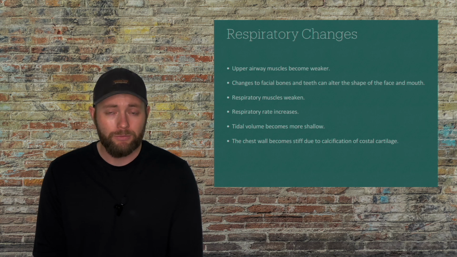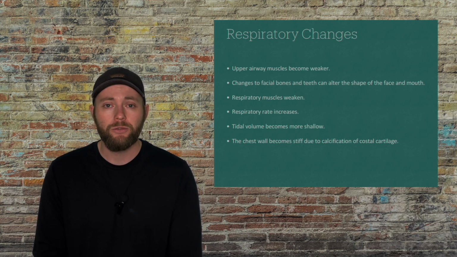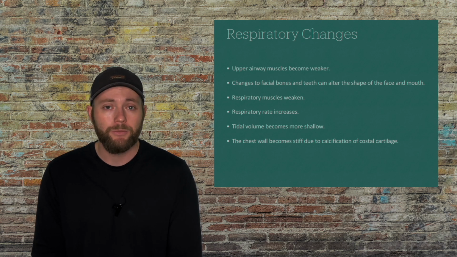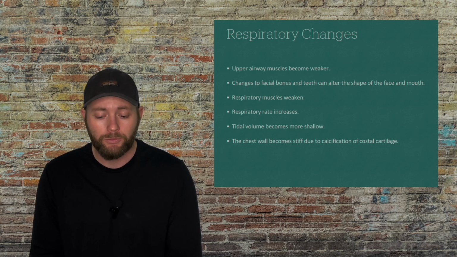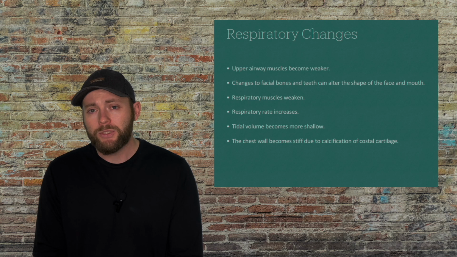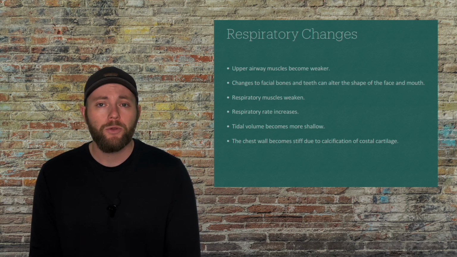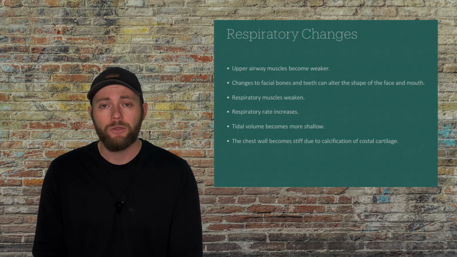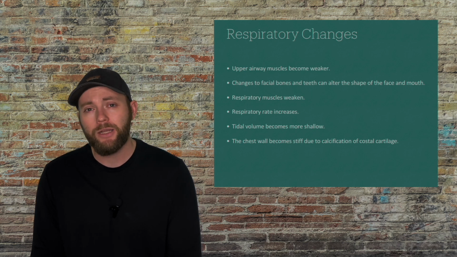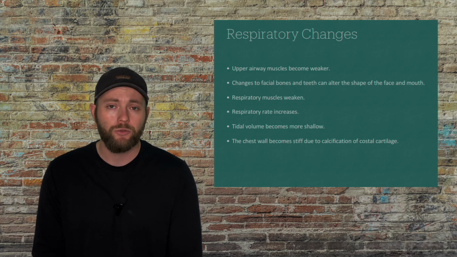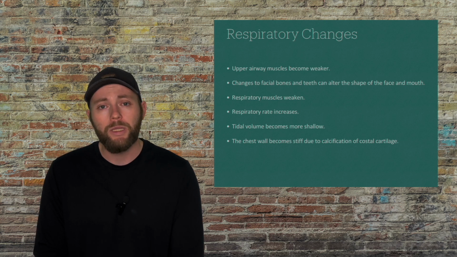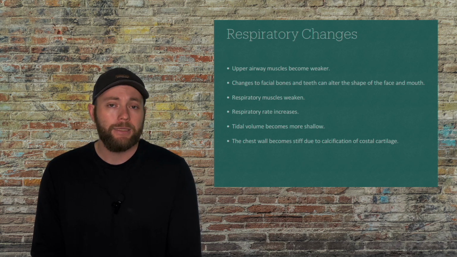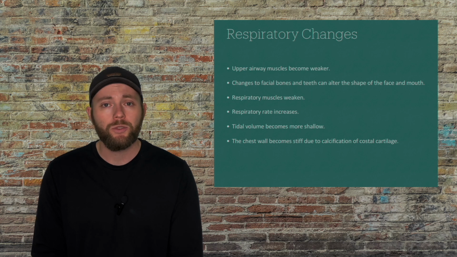So in turn, this really affects an elderly patient's ability to compensate by increasing volume and rate in times of distress for whatever cause. We see in older patients their respiratory rate increases, so they may breathe a little bit faster normally. We also see that their tidal volume becomes more shallow, and those are just contributing factors to weakened respiratory muscles and a chest wall that becomes more stiff.